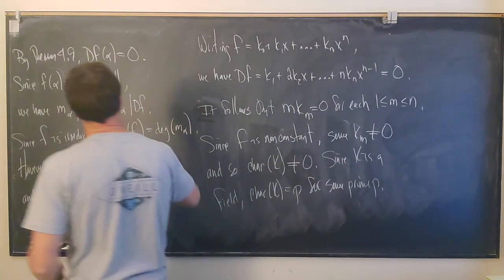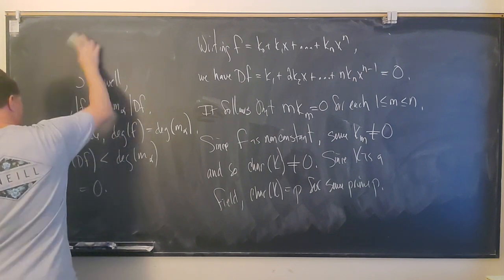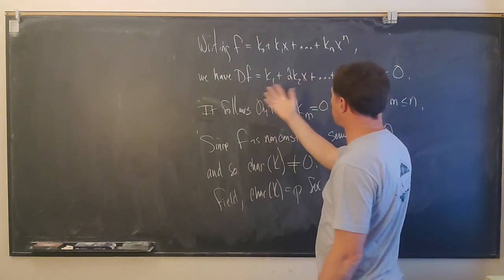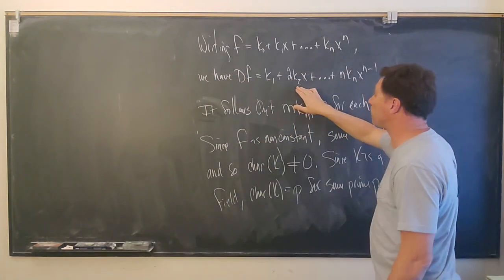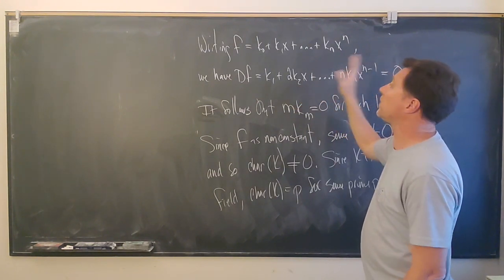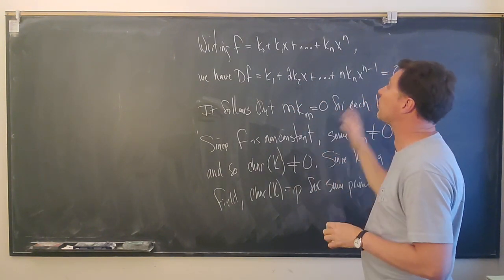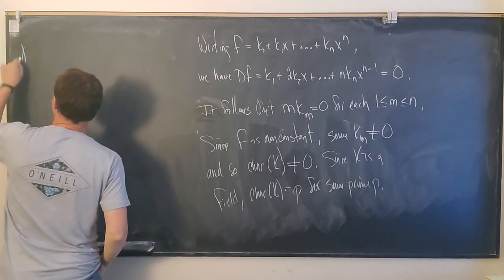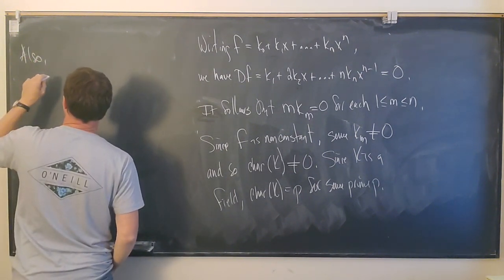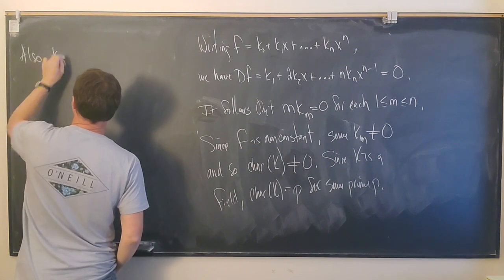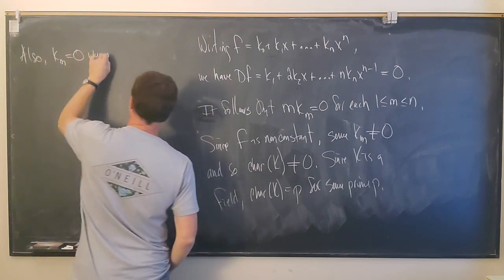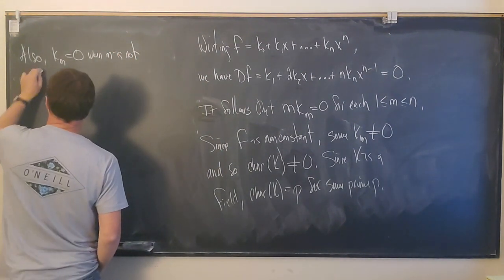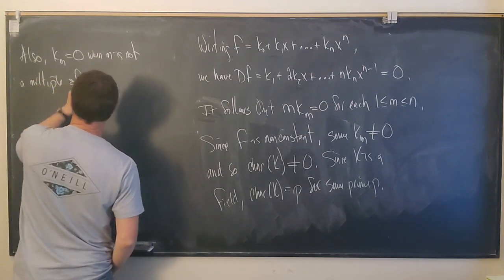Also, okay, fine. So that tells us then that any of the coefficients here where the subscript is a multiple of p is allowed to be non-zero, but it also tells us the coefficients that are not multiples of p in f have to be 0. So we can say also km equals 0 when m is not a multiple of p.